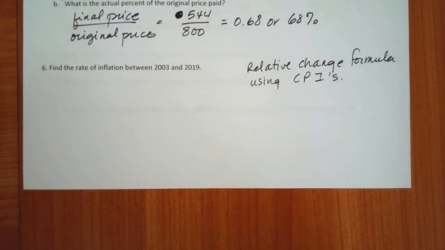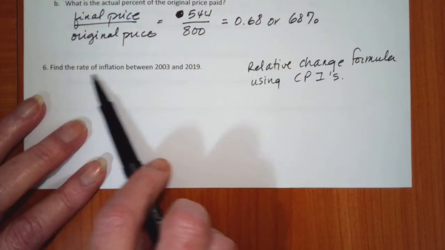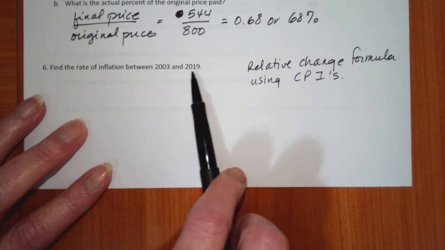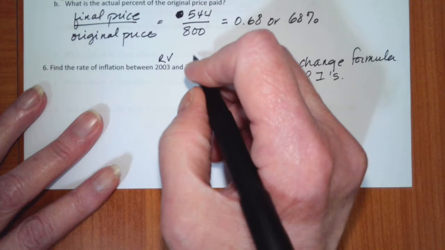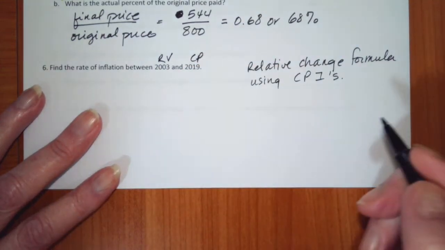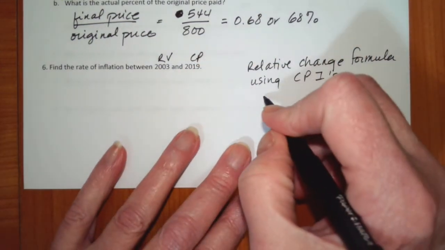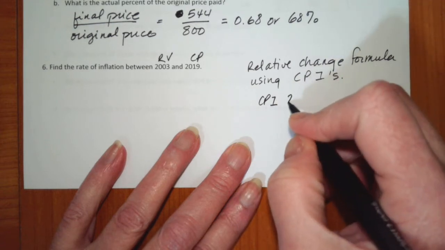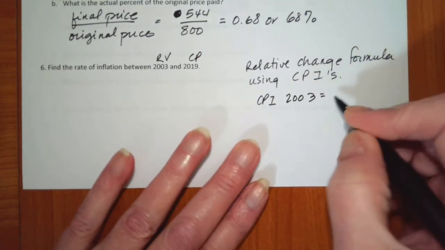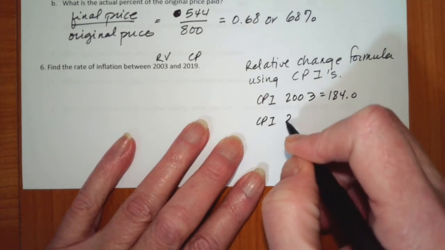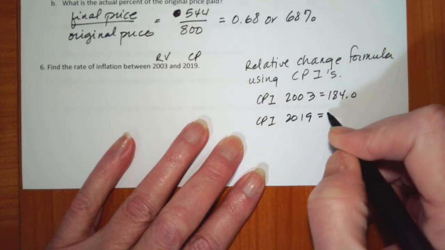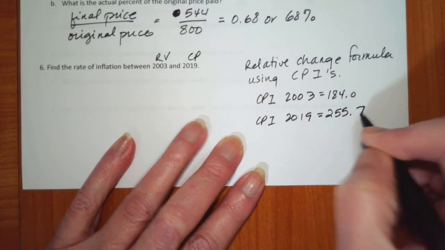Okay, so let's look at this. So we want to compare the rate of inflation. So we're going to go from 2003 to 2019. So this is going to be my reference value, and this is going to be my compared value. And so the CPI in 2003 is 184, and the CPI in 2019 is 255.7.